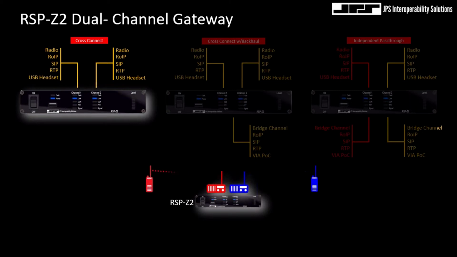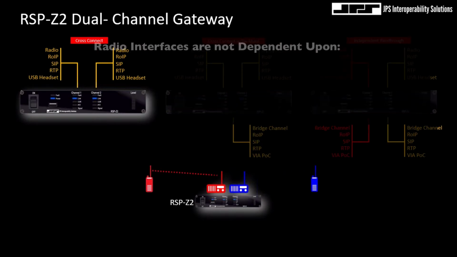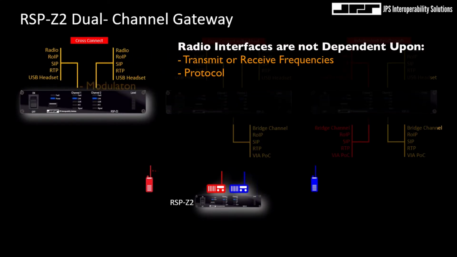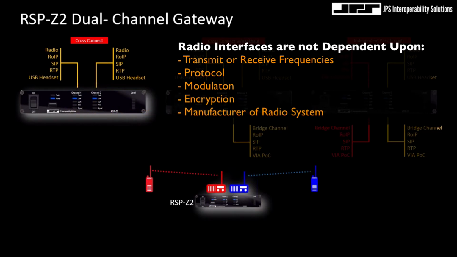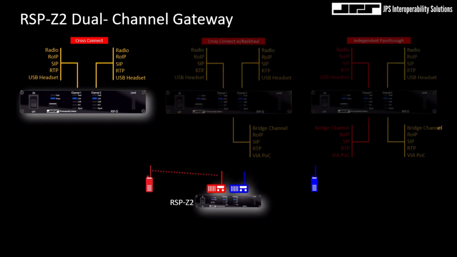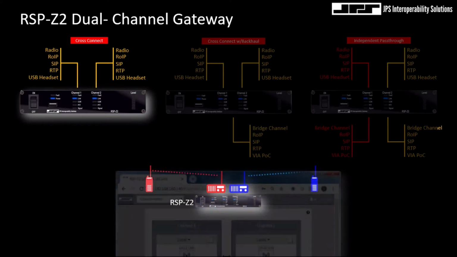And because of the use of digital signal processors, the radio-centric four-wire interfaces of the RSP-Z2 are purely agnostic and are truly immune to disparities in frequencies, modulation techniques, protocols, even encryption, or even the manufacture of those two radio systems. And as you can see in the diagram at the left, those interfaces do not necessarily have to support land mobile radio systems, but can support also digital transport protocols.